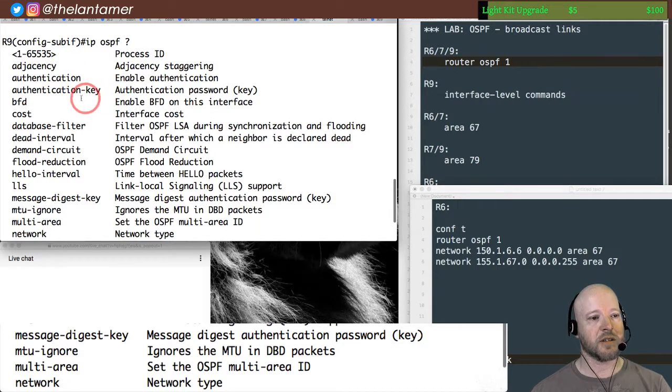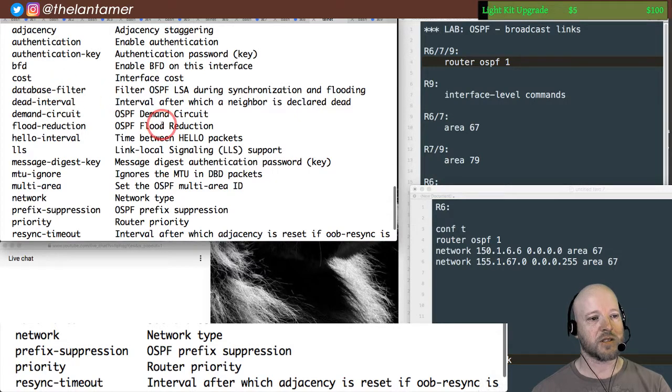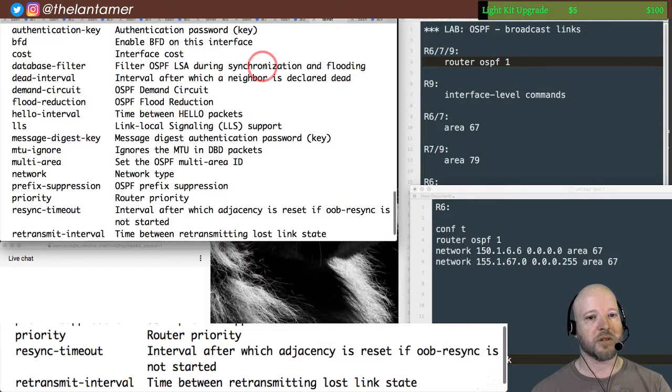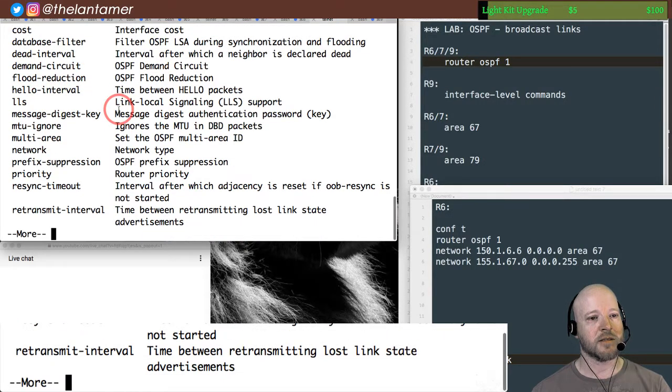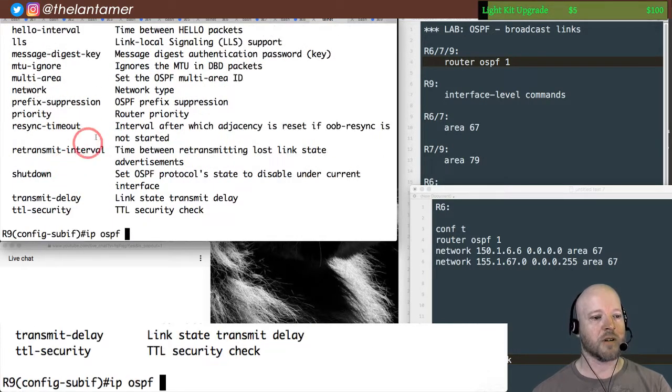Adjacency, the process ID, authentication. We're going to be doing that, I'm sure. BFD, cost. Database filter. I've never used that. Dead interval, demand circuit, flood reduction. Hey, if you have flooding, you got flood reduction here. Hello interval, LLS, message digest key, MTU. So basically, all that you can configure with OSPF, we can do it right here at the interface level.